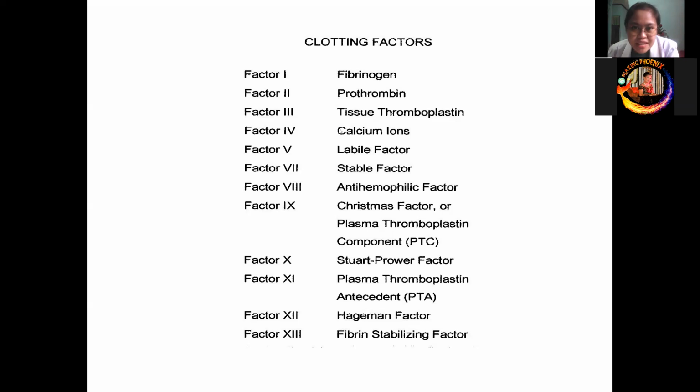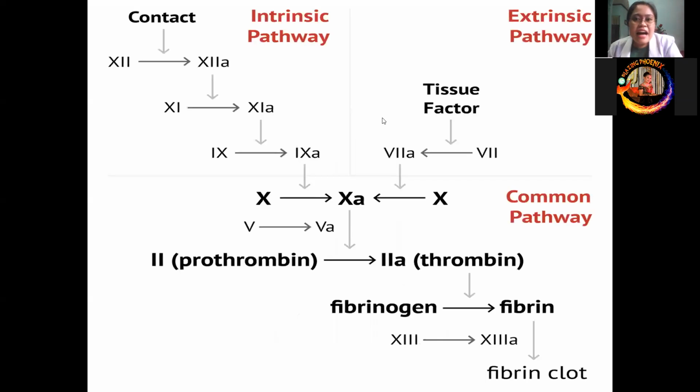Okay. Aside from that, other factors we have are factor 3, which is called the tissue thromboplastin, factor 2, the prothrombin, and factor 1, fibrinogen. And then in the testing that we do here, when the intrinsic pathway is tested, we call it partial thromboplastin time, the APTT, activated partial thromboplastin time. But when the extrinsic pathway is measured for the time when your blood will clot, we call it PT, prothrombin time. That's the difference between the testing.